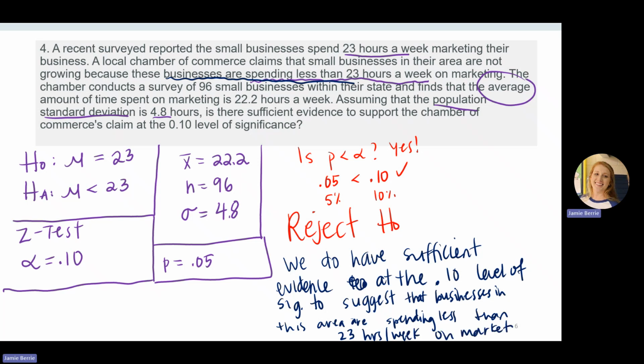All right, so how could you use this information? Why is it important? Then this Chamber of Commerce could go back to these small businesses and say, hey, we did this hypothesis test, we ran this statistical analysis, and this test determined that you are in fact spending less than the average amount of time on marketing. So perhaps if you increase the amount of time that you spend on marketing, your small business may be more successful.